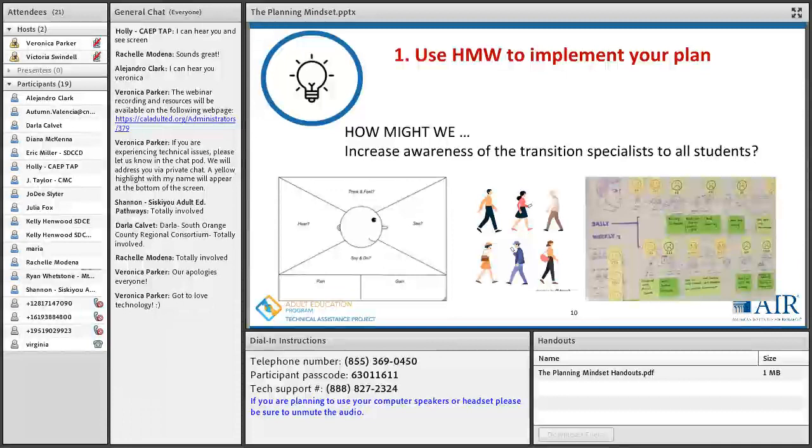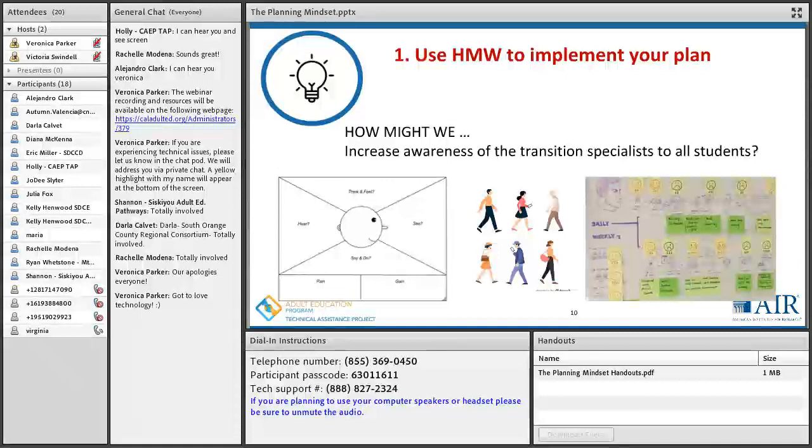So this next slide, again, using how might we to implement your plan, now you can go deeper. If you want to increase awareness of the transition specialist for all students, there's some different ways that you might go about doing this. You might do some empathy interviews with some of your students and your transition specialists to say, what information do you need to know? When did you first hear about a transition specialist? If you hadn't heard about one, what are you curious about?